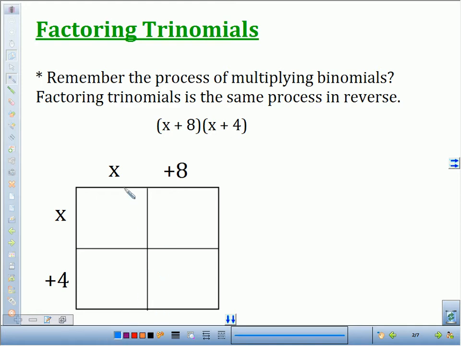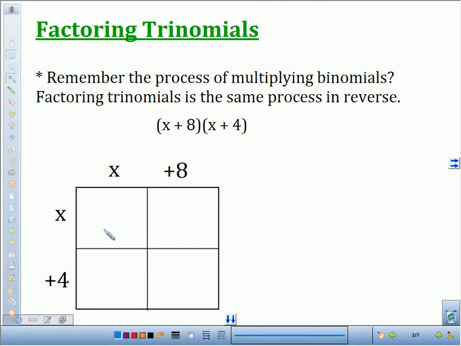answer. Now, I've set up my box. It's 4 squares inside a larger square. I have x plus 8 written across the top. That's my first binomial. I have x plus 4 written across the side. That's my second binomial. And I get the terms of my trinomial by multiplying out the thing to get stuff in these boxes. And once I get stuff in these boxes, I add it all together, and that gives me my trinomial. So let's give this a shot.